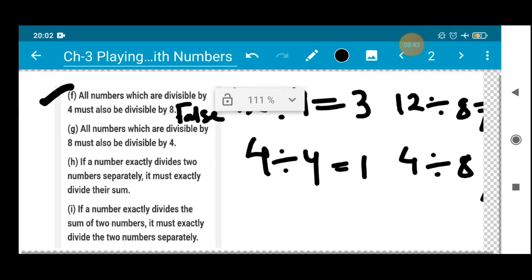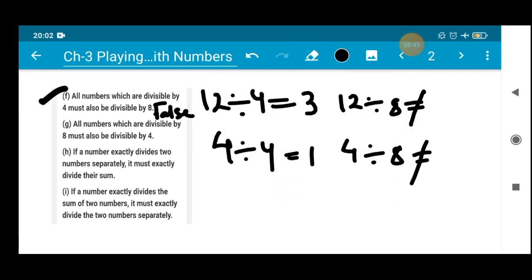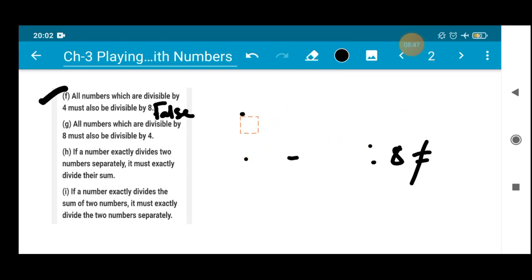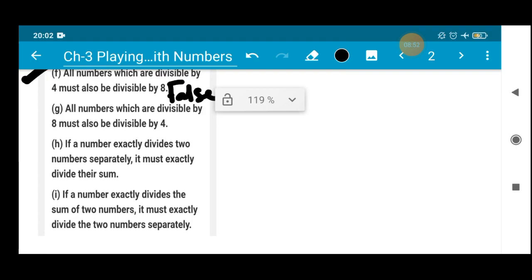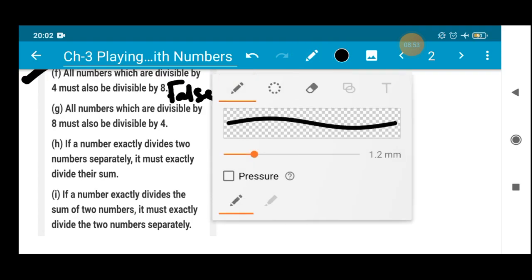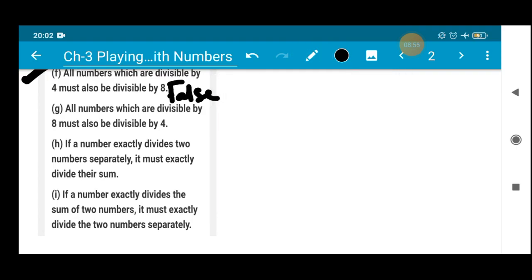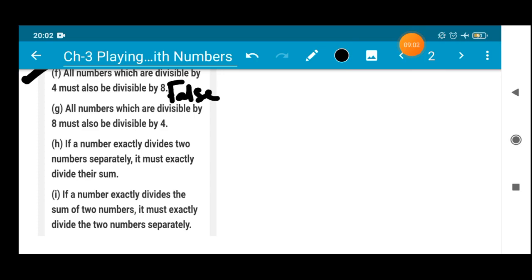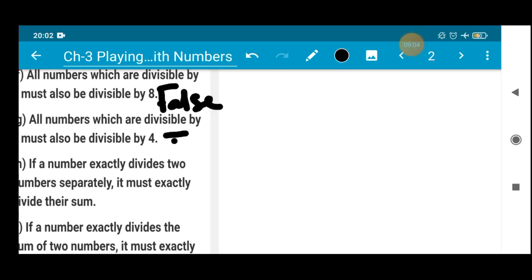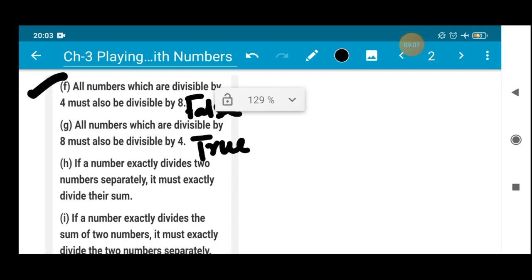Alright students, I hope you are understanding. I'm showing you the example as well. You can try with various examples and prove this statement false. Next, number G. All numbers which are divisible by 8 must also be divisible by 4. Yes, this is the opposite statement and this is true. You can check it with your own example.